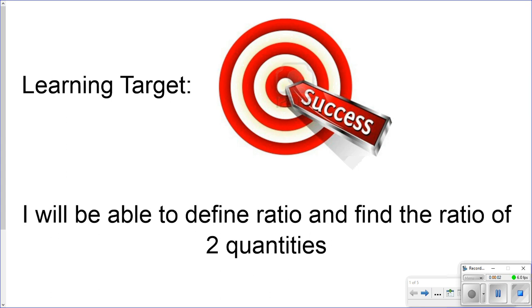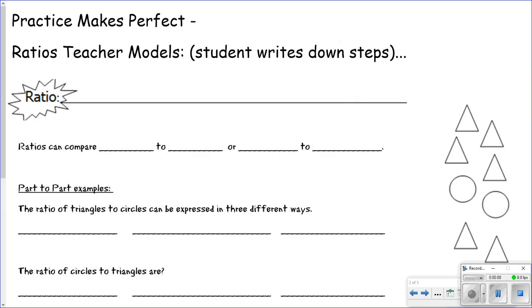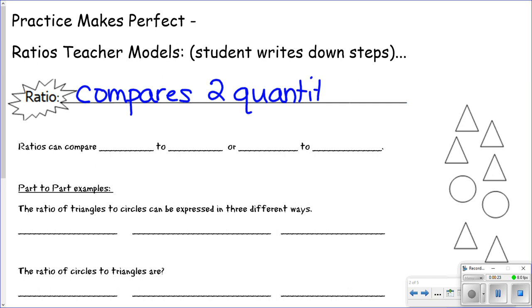Learning target: I will be able to define ratio and find the ratio of two quantities. Okay, so a ratio compares two quantities. The word quantities means amounts of something.